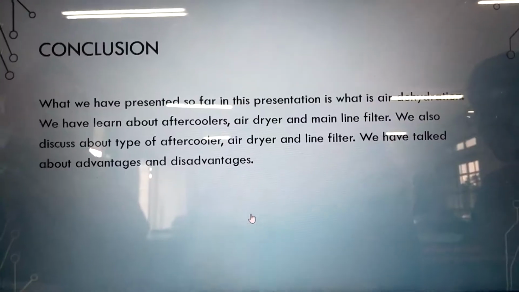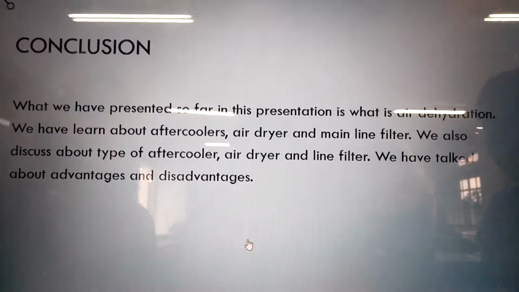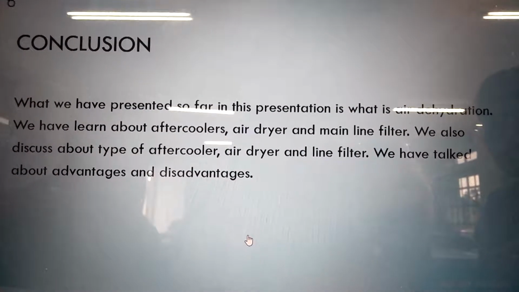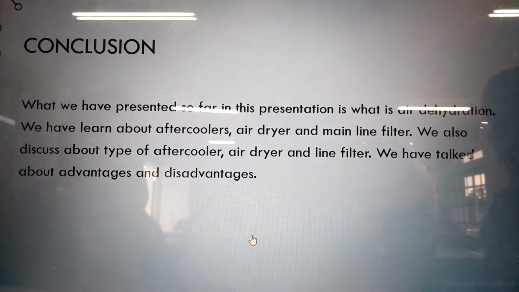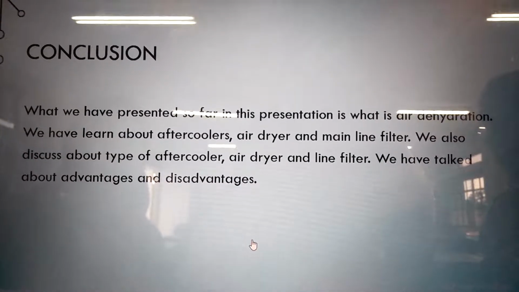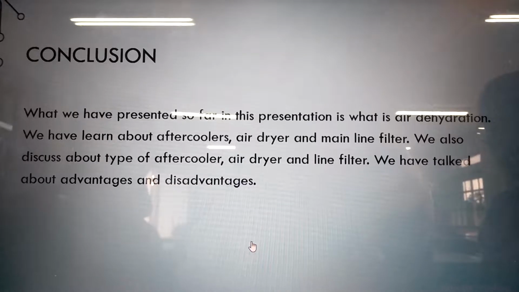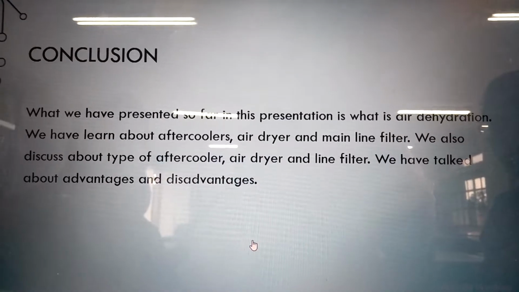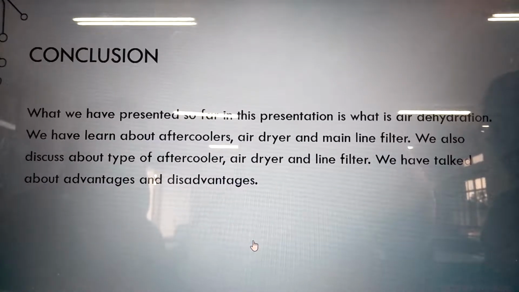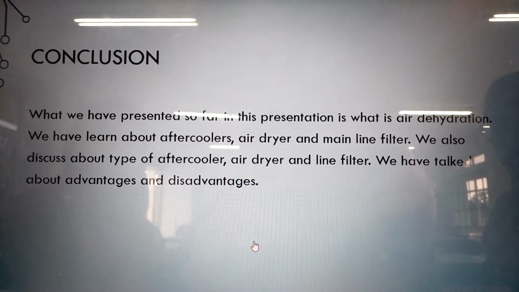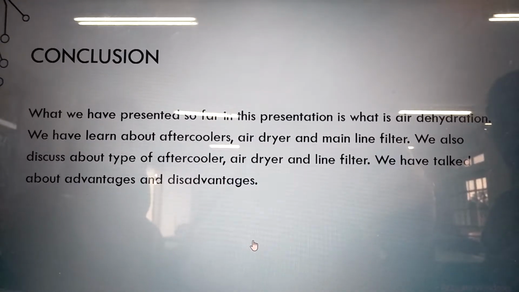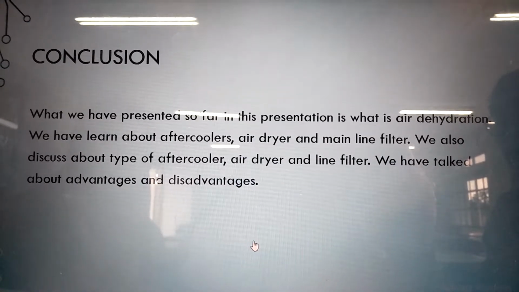Conclusion: what we have presented so far in this presentation is what air dehydration is. We have learned about aftercoolers, air dryers, and mainline filters. We also discussed types of aftercoolers, air dryers, and line filters. We have talked about the advantages and disadvantages.